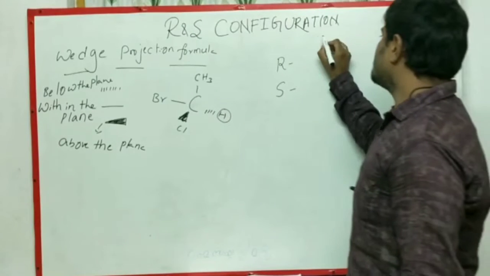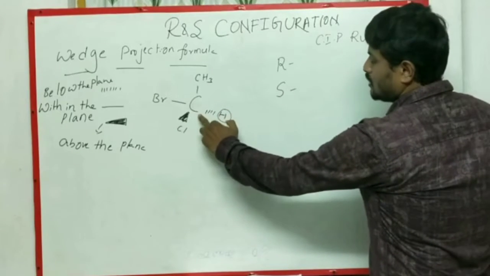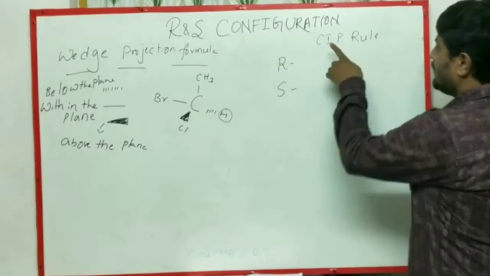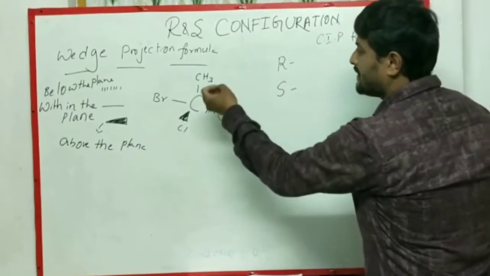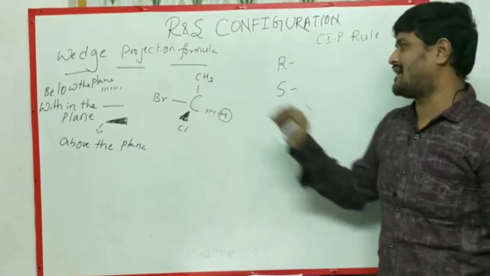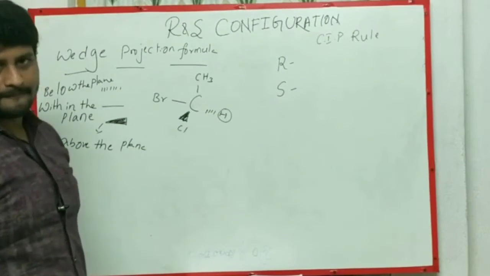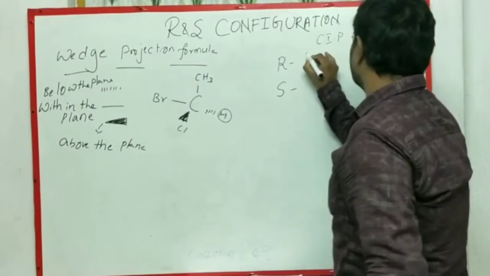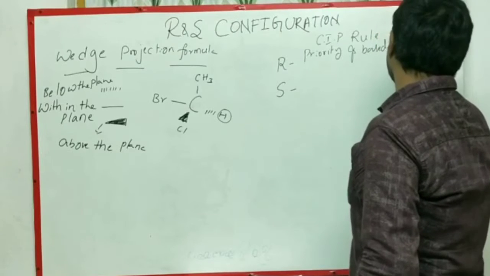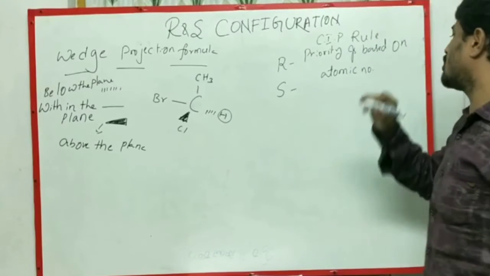First of all, by using CIP rules, the chiral carbon atom is surrounded by 4 different valencies. By using CIP rules, first we have to give the priority of the 4 different valencies. How can we give the priority? According to the CIP rule, the priority is based on atomic number, exactly atomic weight or atomic weight.